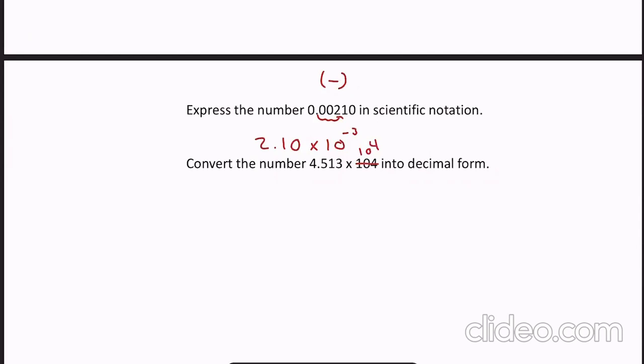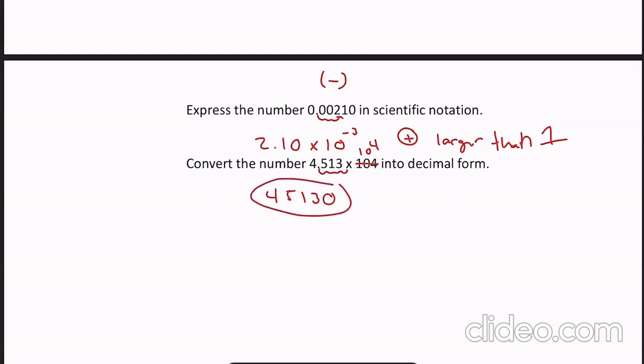Convert it from scientific notation into decimal form. Well, this 4 is positive, which means that my answer is going to be larger than 1. Well, if I need a number larger than 1, 1, 2, 3, 4, and I now have a number that is larger than 1.